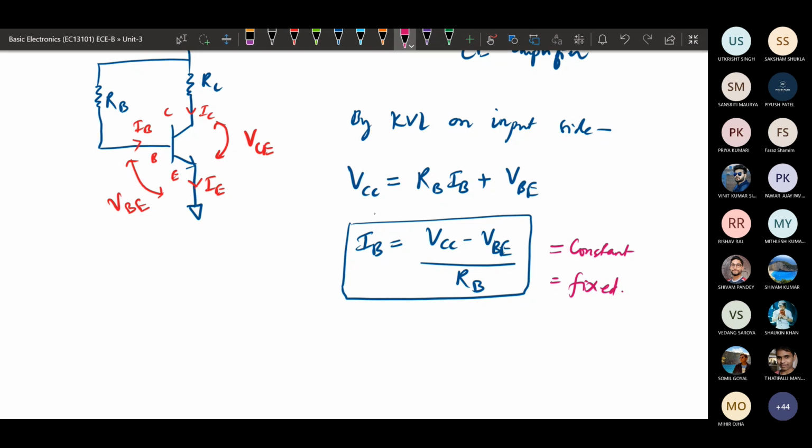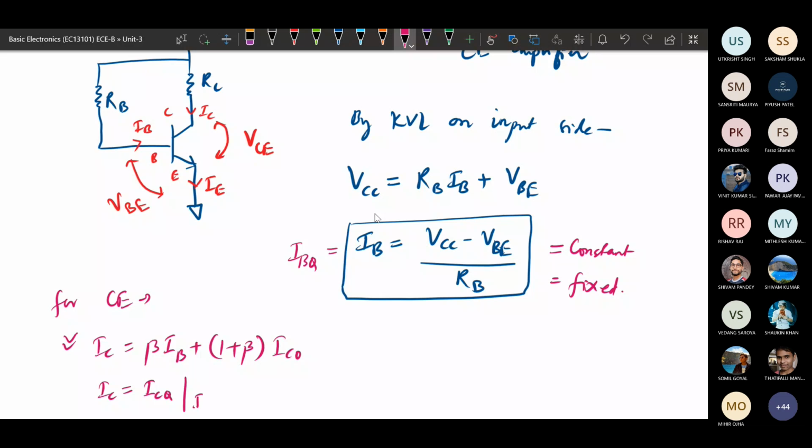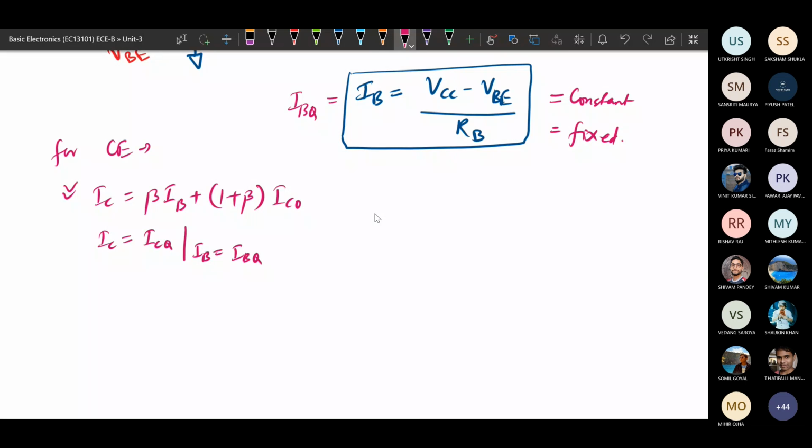So once the base current is fixed, we will be getting some base current. With respect to that, we can get the IC, because this is common emitter. IC will be equal to beta times IB plus 1 plus beta times ICO. So once we have the fixed IB, we can get the IC. This IB will be nothing but the IBQ, that is the operating point Q. So for this IBQ, we can get the IC, that IC will be ICQ for IB equal to IBQ.